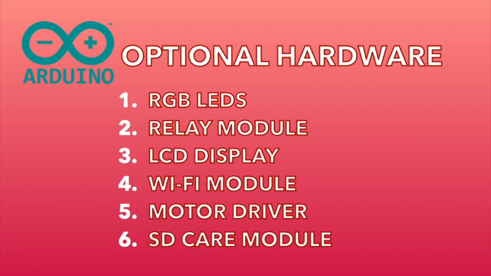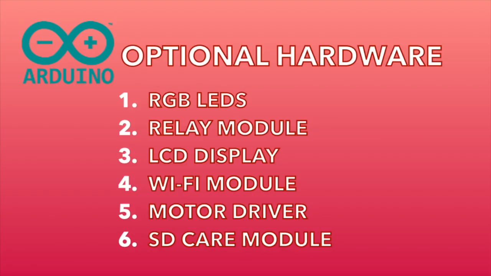Another important module is the Wi-Fi module. This module allows the Raspberry Pi to connect to the internet and communicate with other devices. With Wi-Fi, the Raspberry Pi can send and receive data online, making it possible to build IoT systems like remote monitoring, smart homes, and cloud-based projects.